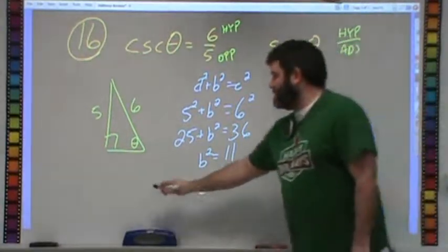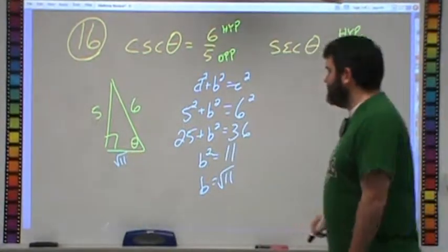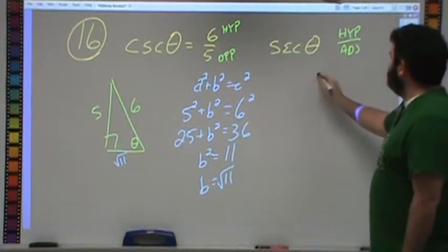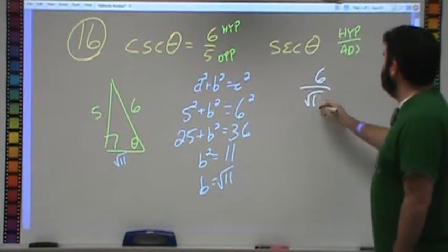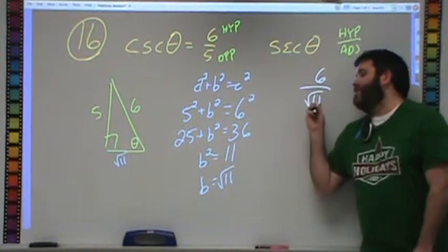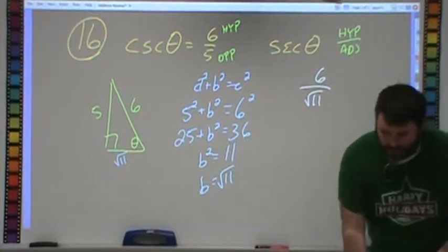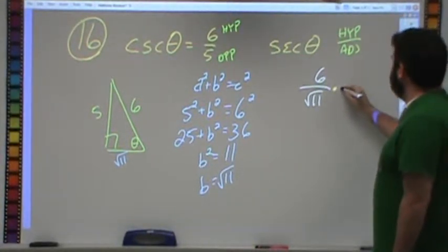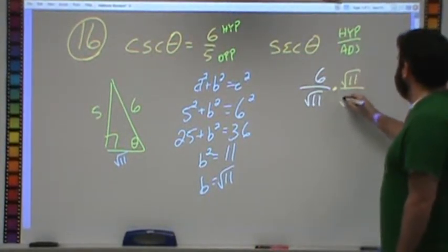So now I have my other side, square root of 11. That's my adjacent, so I can plug it into here. So my hypotenuse was 6, my adjacent was the square root of 11. Looks right, but it is not, because I cannot have a radical in the denominator. So how do we get rid of that? Well, we just simply multiply both top and bottom by that radical.